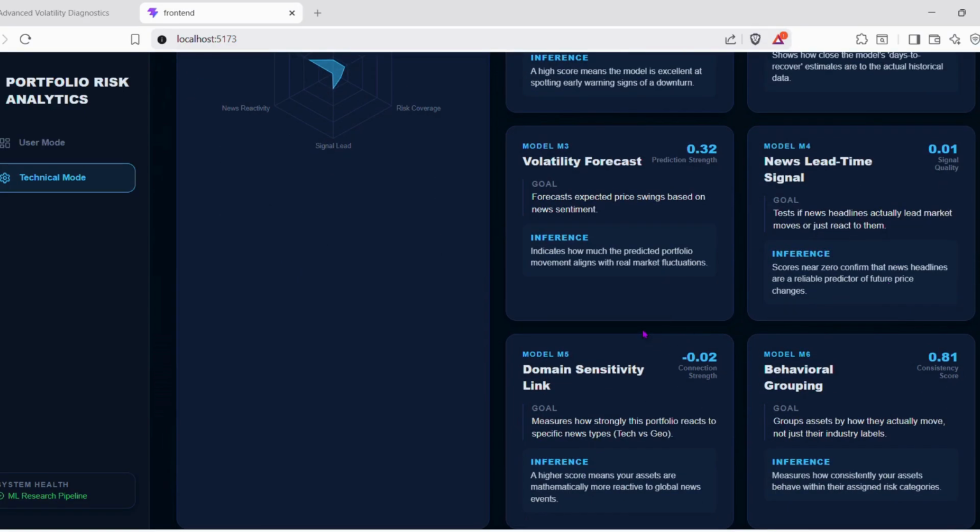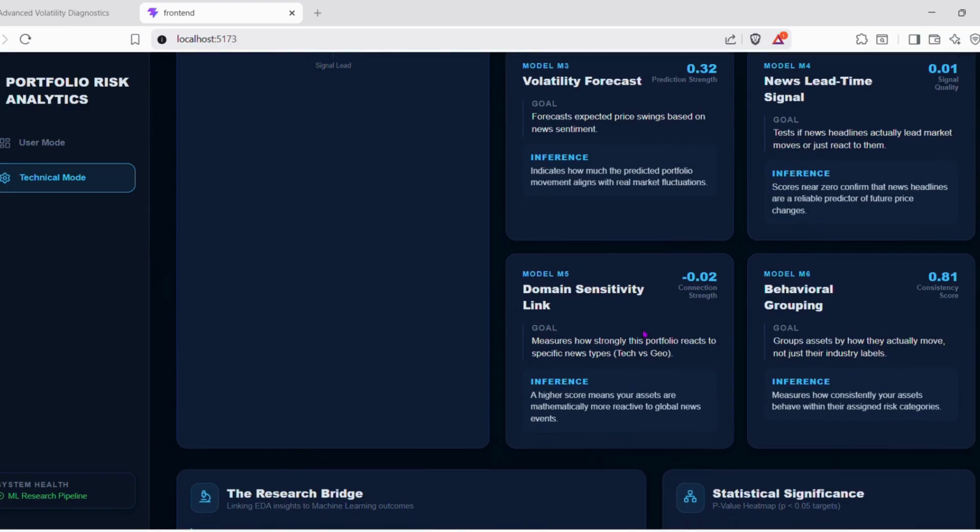Then the third one is a volatility forecast, where we wanted to expect the price swing based solely on the news sentiment that we are considering. And the fourth model looks at how one particular type is affecting another type of portfolio. For instance, how is a news domain affecting any other domain? For any change in the tech domain, how much time will it take for that change to propagate to other domains? That is what we calculate here.